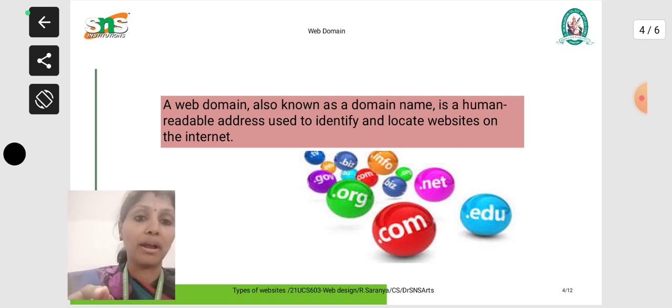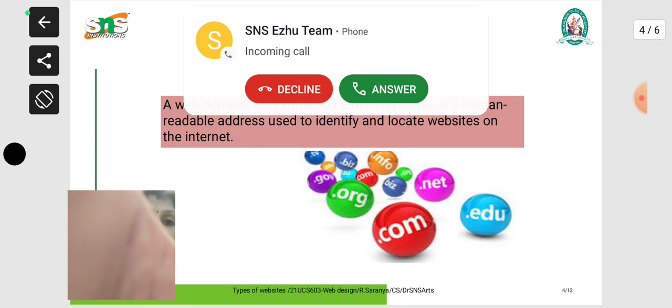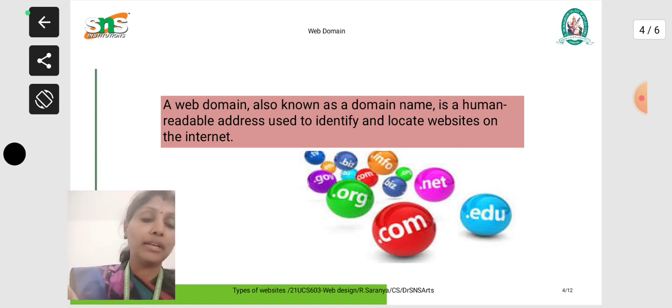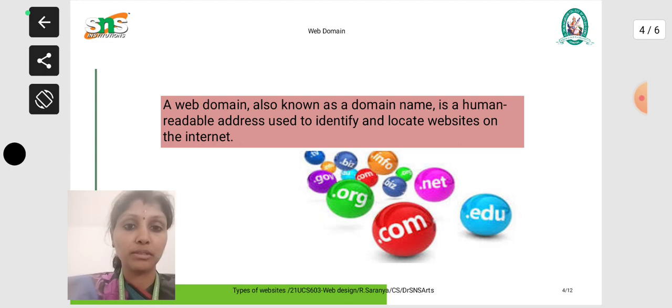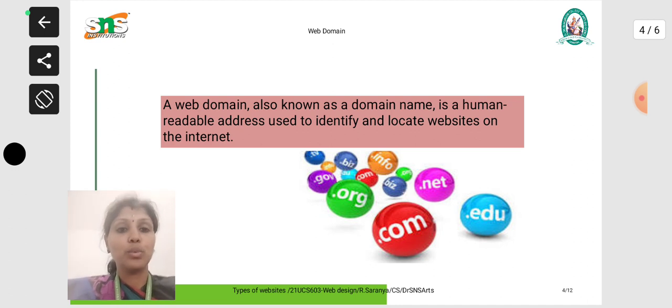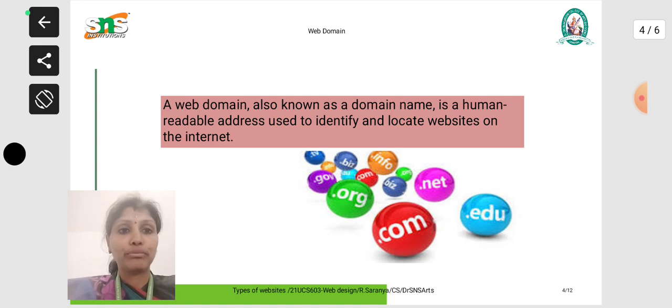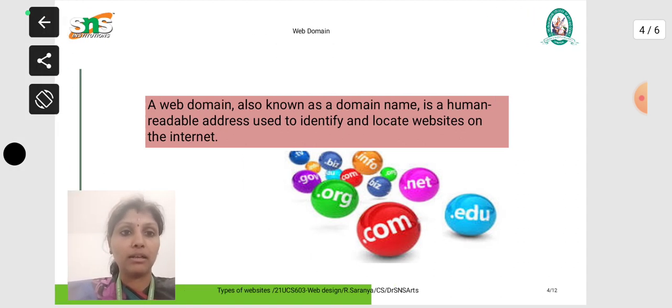Suppose that particular domain is not available, we move on to another domain. After the IP address is matching, we move on to the web server, search over the collection of files and visualize our website. The main purpose of the web domain is that, based on the type of websites, we choose the web domain.